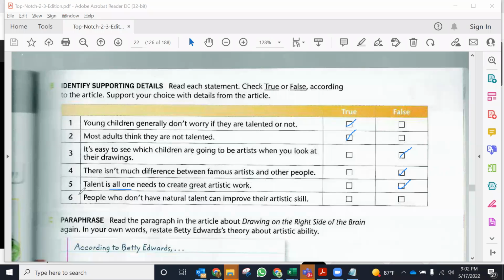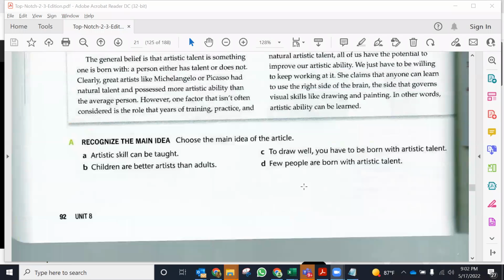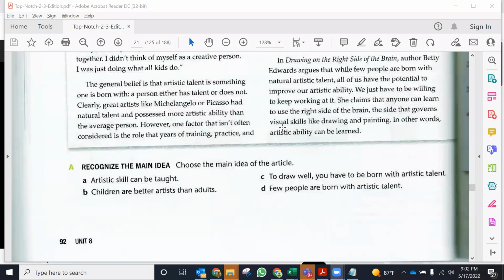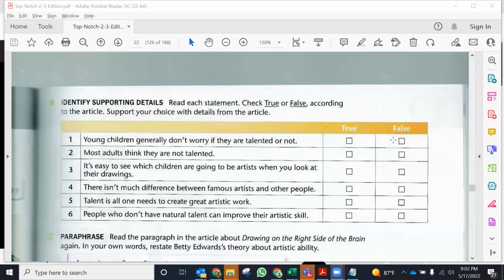And the last one, people who don't have natural talent can improve their artistic skill. Again, people who don't have natural talent can improve their artistic skill. True or false? True. True. Very good. Ok, lo decía en el último ejercicio de la doctora, esta parte, ¿verdad? In other words, artistic ability can be learned. Okay?